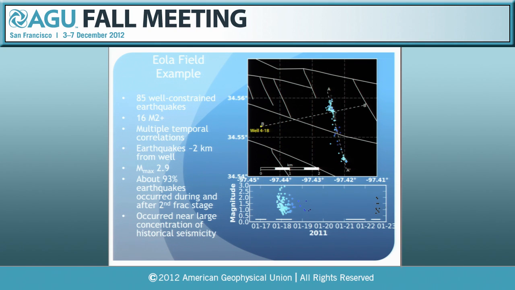16 of them were greater than magnitude 2. Several were felt by a local resident. And these ended up correlating quite well to an injection well that was located just 2 kilometers away. So the injection well is shown here, and the earthquakes fell on this fault plane that is parallel or subparallel to the secondary structures in the area.